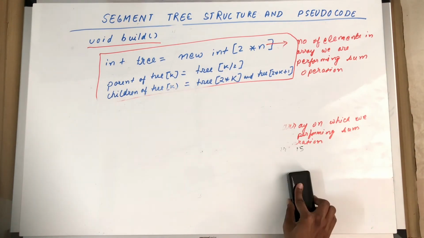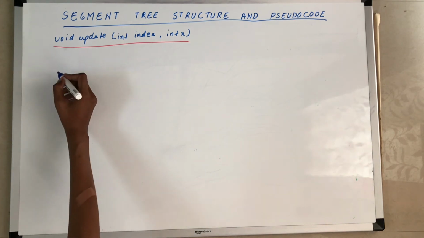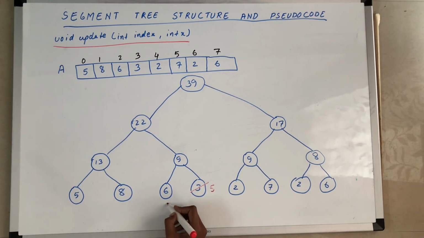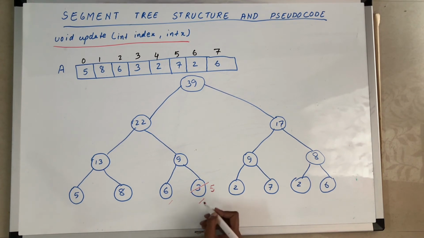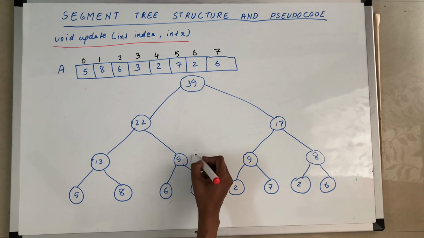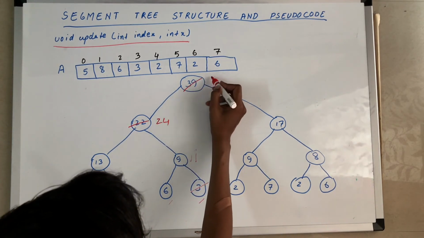Now let's come to update method. Let's see how the update method works using the diagram. Let's say we change this element to 5. So due to this, its parent value, which is sum of this node plus this node, will become 11. And as we change this, its parent value will become 24, and similarly now root will be 41.